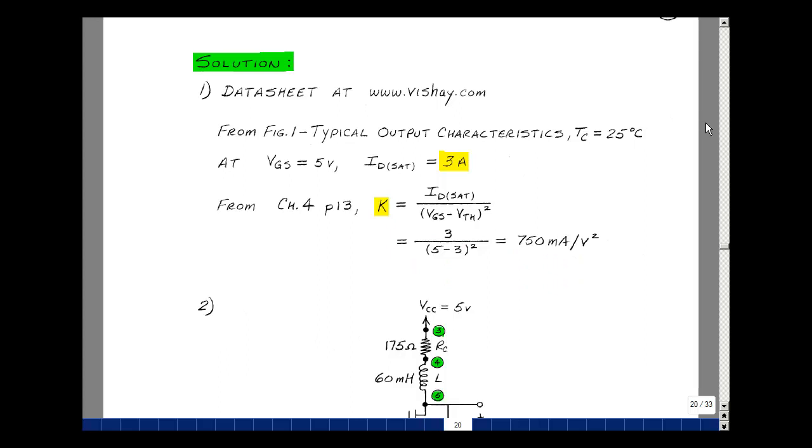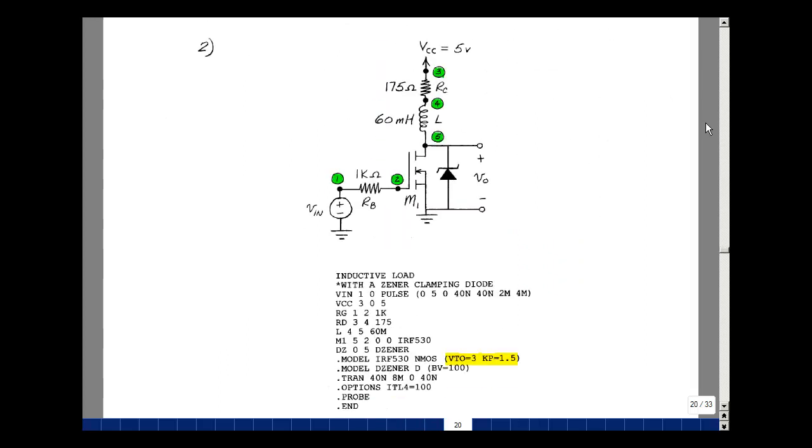Next, we're going to write our SPICE file. We'll need to number the nodes. I'll call this 1, 2, 3, 4, and 5. Need a title. I said inductive load, and then I need another line here. I wrote down with a Zener clamping diode, and then put an asterisk. Whenever SPICE sees an asterisk, it just ignores that line.